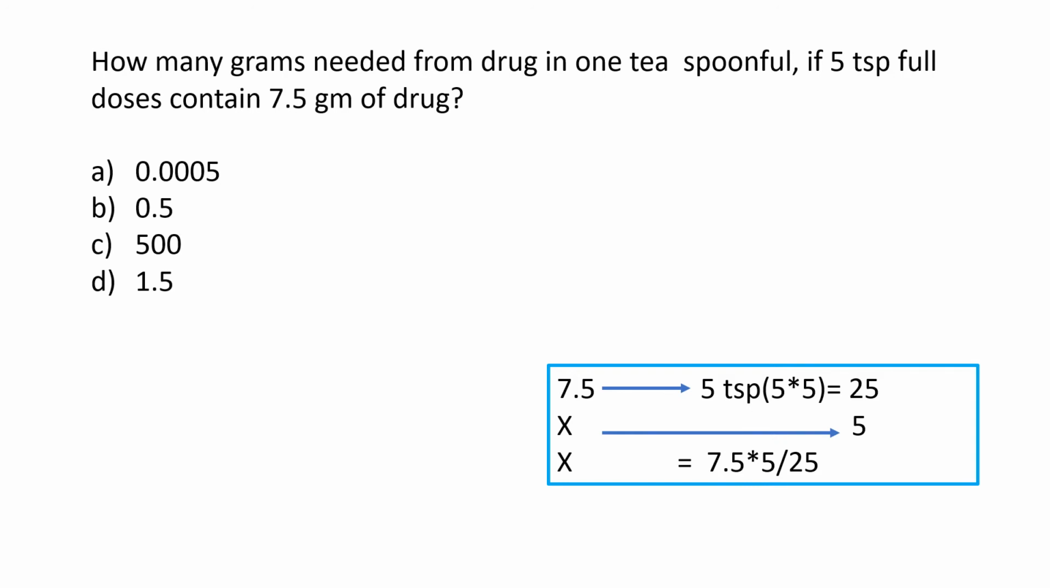X is equal to 7.5 into 5 divided by 25. So the answer is option D, that is 1.5 grams. So the answer is option D.